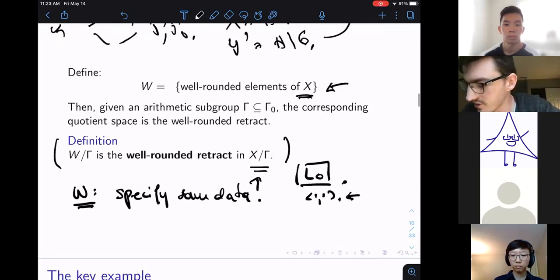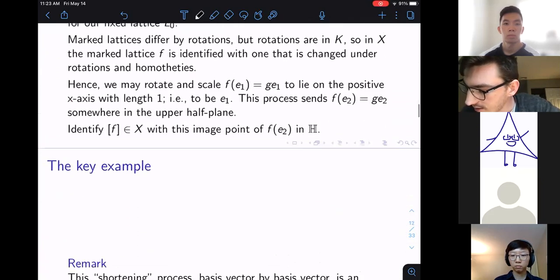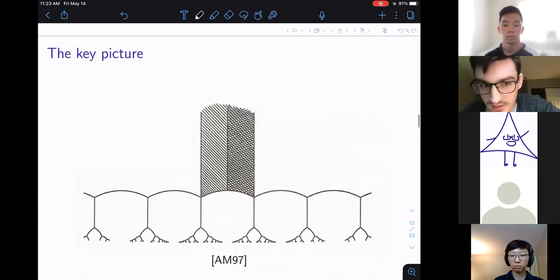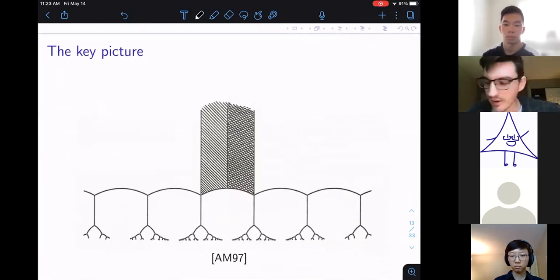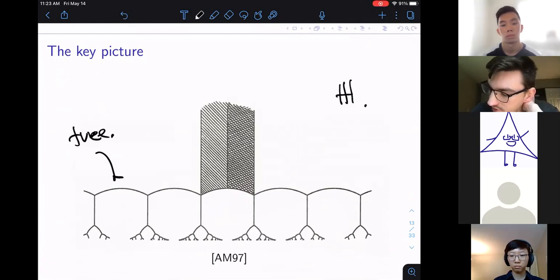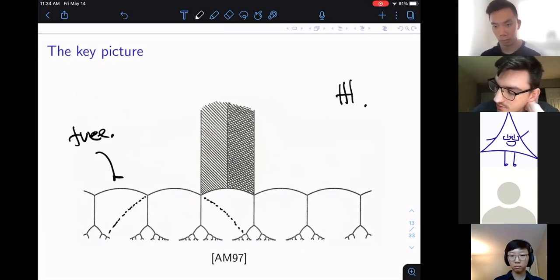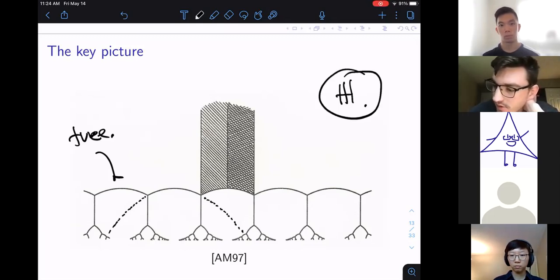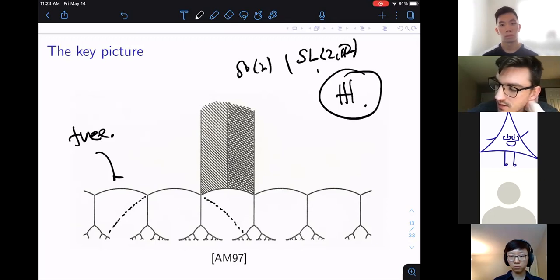Okay, so let's do pictures and an example. Let me come back to that slide. Let me give this picture first. This is the standard picture of the upper half plane. And inside the upper half plane, we have this tree. This tree is made by continuing these circles, which are geodesics in the upper half plane, and these vertical lines are also geodesics. And the beautiful thing is that this tree is actually the well-rounded retract for this symmetric space. This is SL2R mod SO2, the upper half plane, and the well-rounded retract in the upper half plane is this tree.